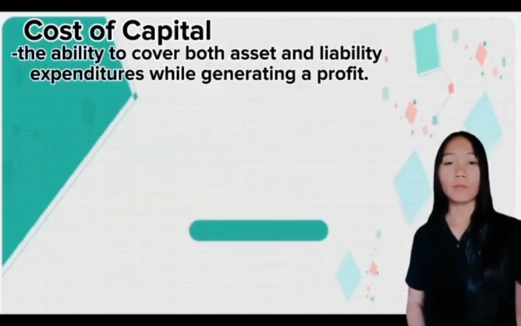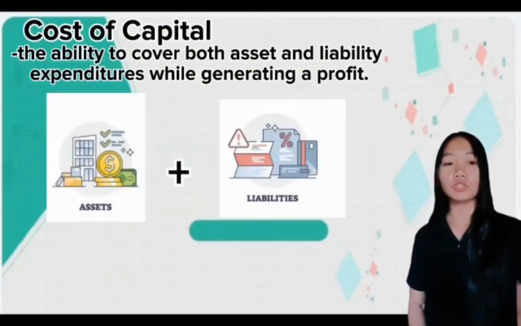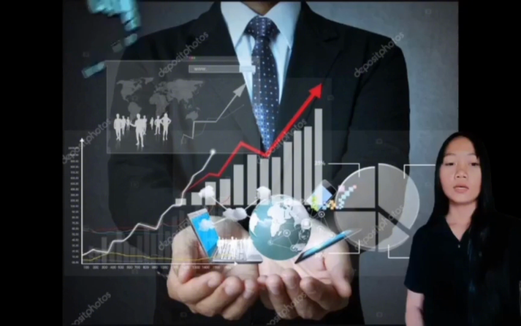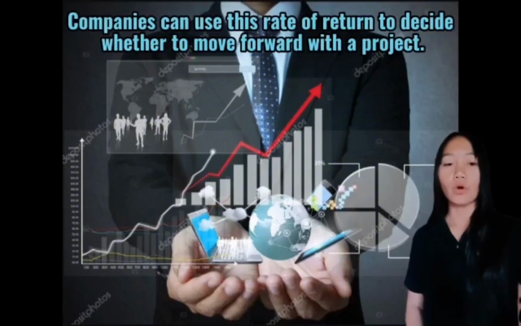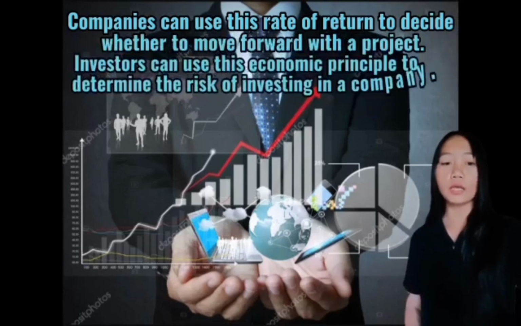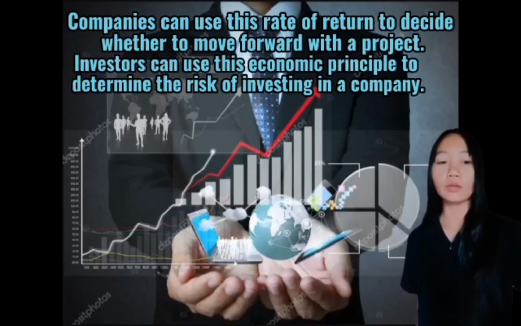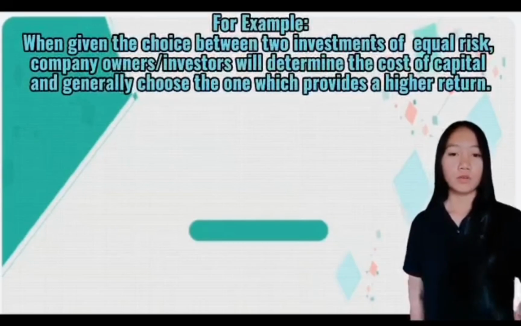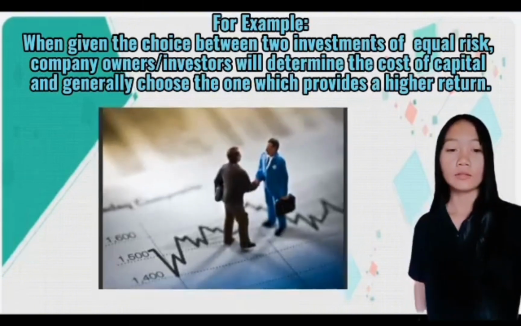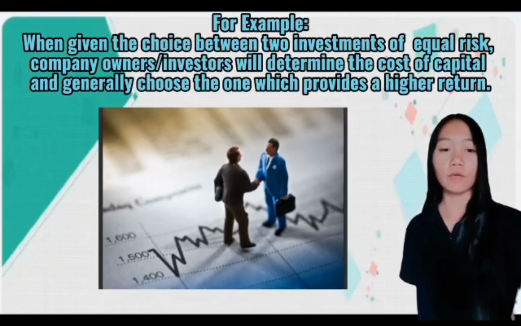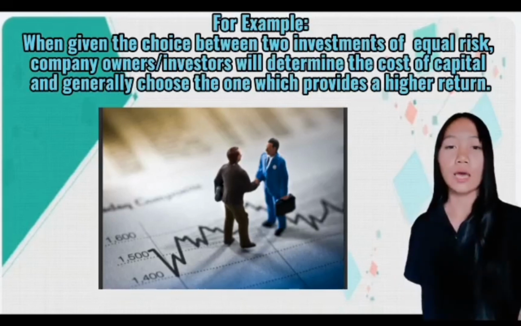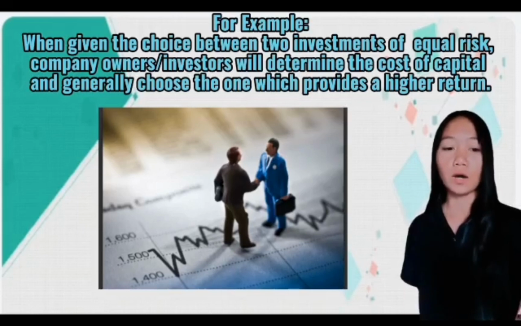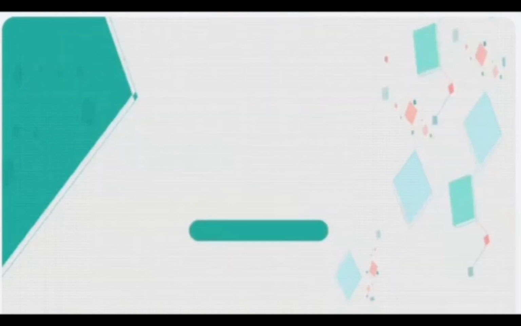Cost of capital is the ability to cover both asset and liability expenditures while generating a profit. Companies can use this rate of return to decide whether to move forward with a project. Investors can use this economic principle to determine the risk of investing in a company. For example, when given the choice between two investments of equal risk, company owners and investors will determine the cost of capital and generally choose the one which provides a higher return.